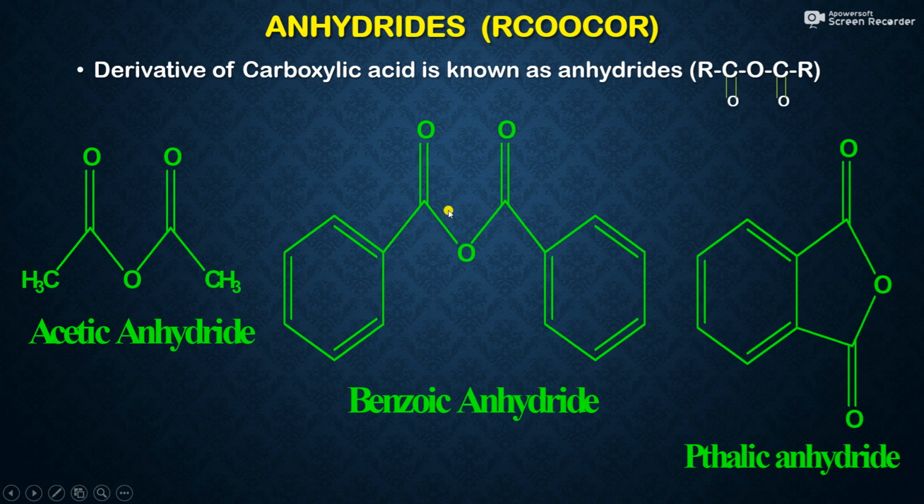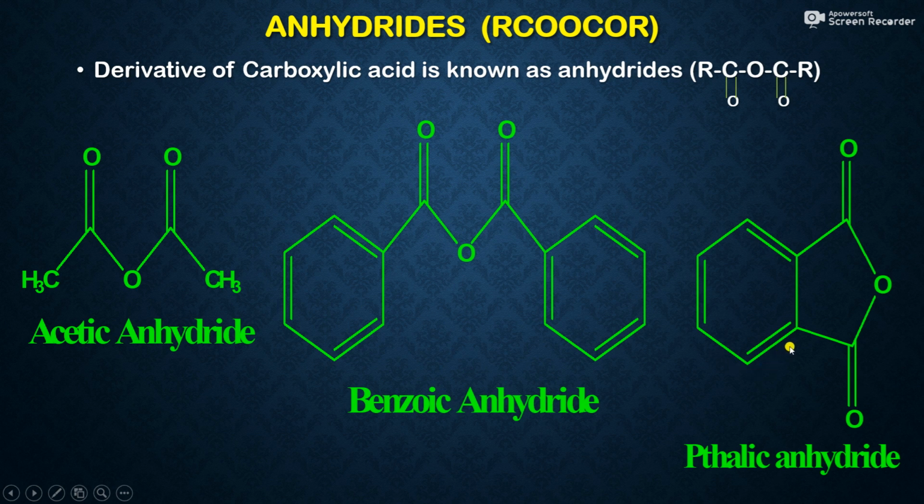The second compound is benzoic anhydride. This compound, benzoic anhydride, is produced from benzoic acid, and when benzoic acid is strongly heated, we get benzoic anhydride. So this is PhCOOCOPh. This is the formula for benzoic anhydride.